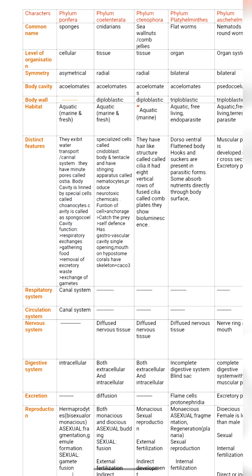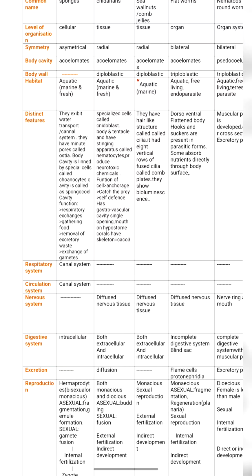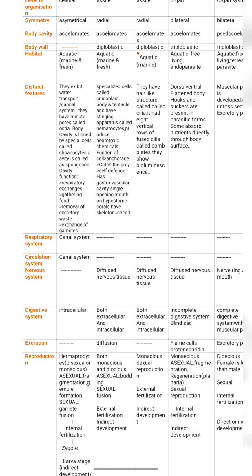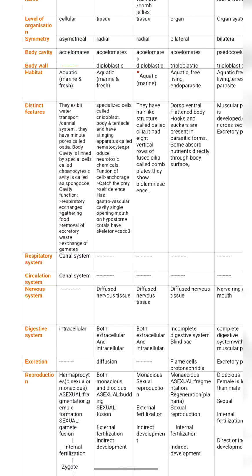Body cavity, as you know, we have acoelomates, pseudocoelomates, and coelomates based on the presence of a cavity. So this is acoelomate; they do not have a body cavity. Next is body wall. In NCERT they have not mentioned body wall at all, because it is such a primitive organism that we cannot differentiate a body wall. And next, habitat.